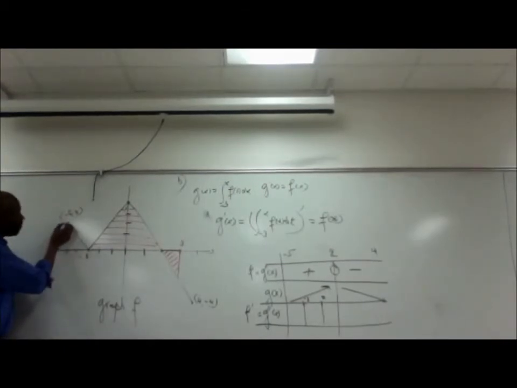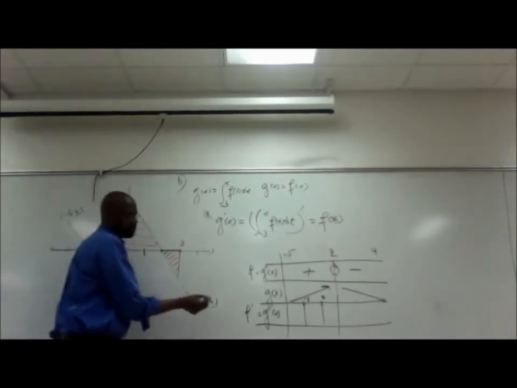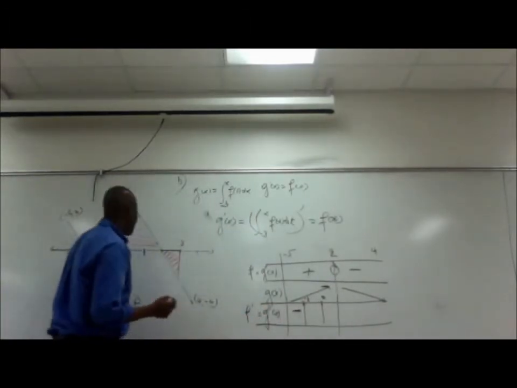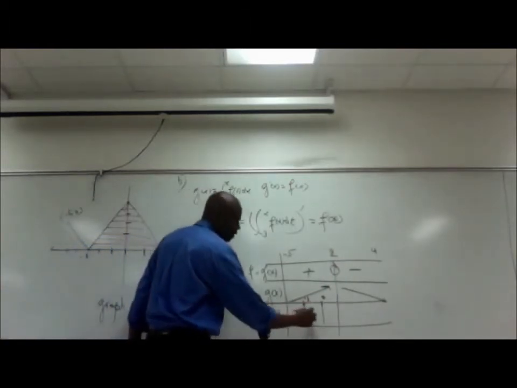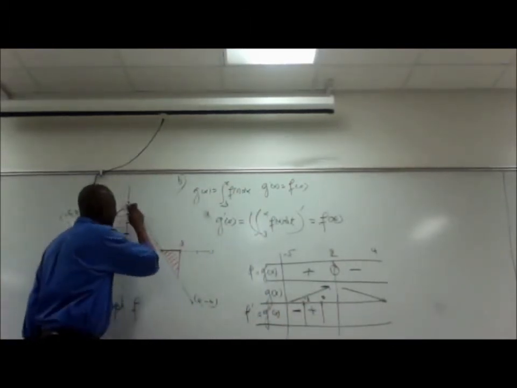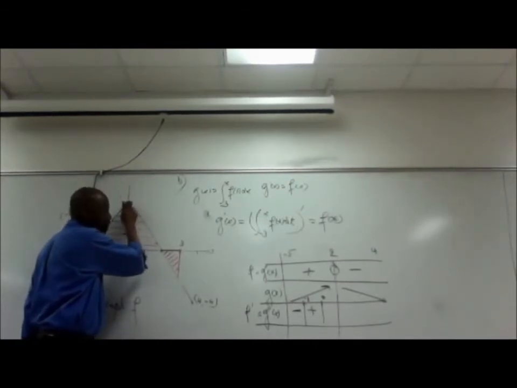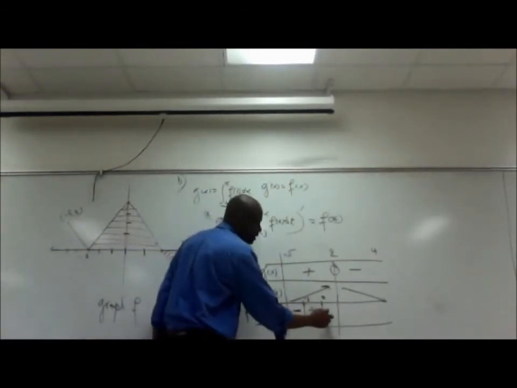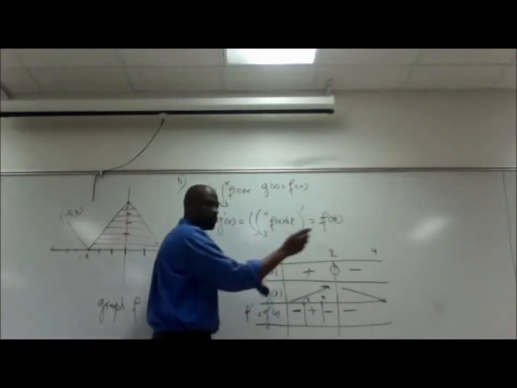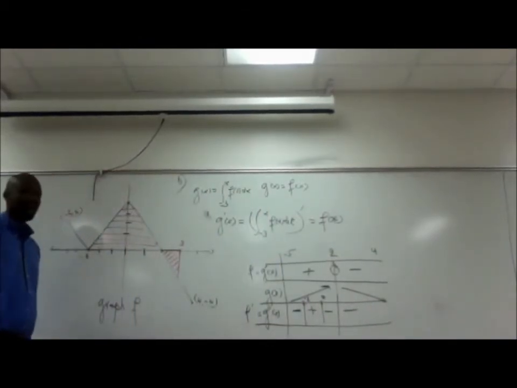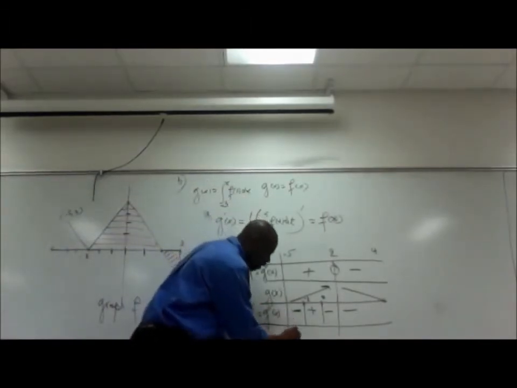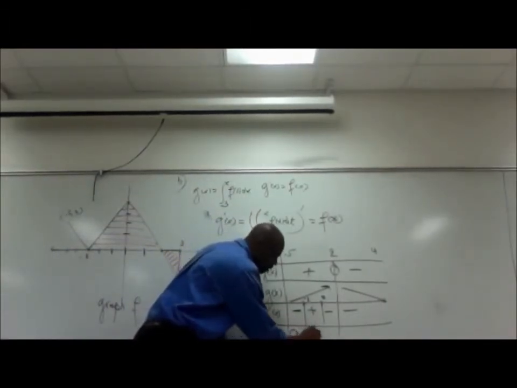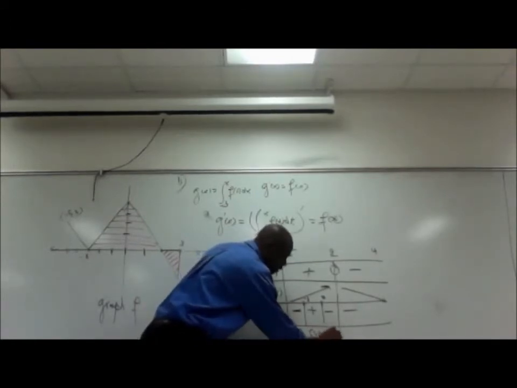The graph of f is decreasing, meaning f prime is negative, right here. The graph of f is increasing, meaning f prime is positive, right here. The graph of f is also decreasing from 0 to 4, meaning it's negative all the way through. Now this is g second. When it's g second, this one is concave down, this is up, up, down, down, and down.